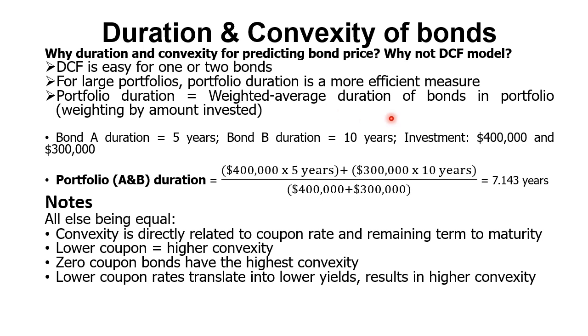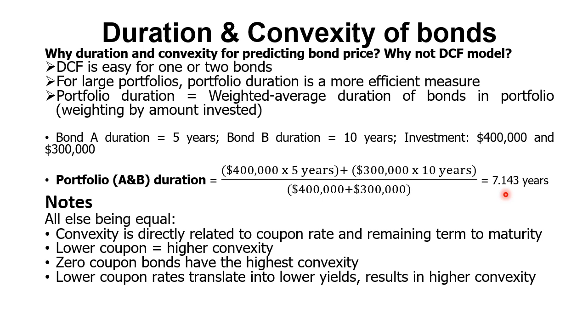The duration of a portfolio of bonds is equal to the weighted average duration of the bonds in the portfolio, where the weighting is done by the amount invested. For example, suppose you have two bonds in your portfolio with durations of 5 years and 10 years respectively. You have invested $400,000 in the first bond and $300,000 in the second bond. The duration of your portfolio of bonds will be the weighted duration of your two bonds as follows: $400,000 into 5 years plus $300,000 into 10 years divided by $400,000 plus $300,000, which comes to 7.143 years approximately.